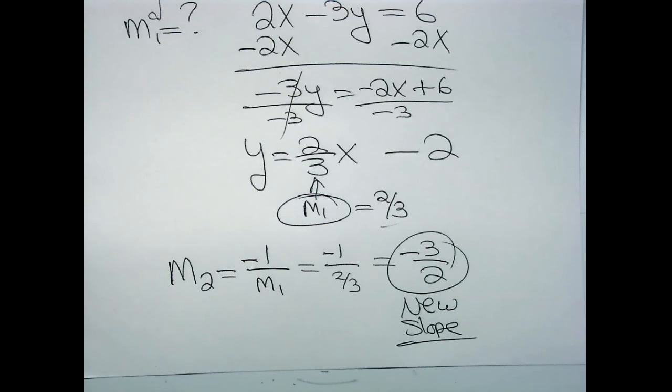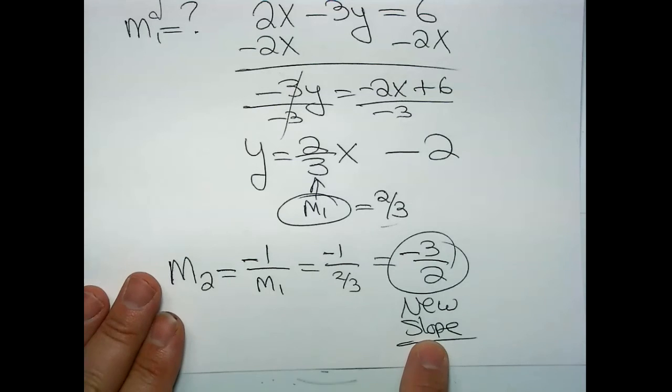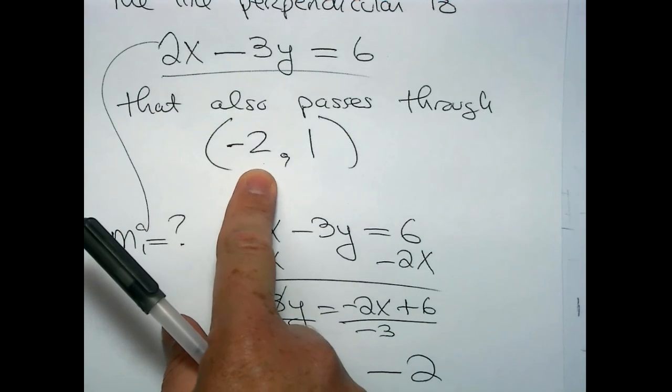Now think about this, guys. Not only did we get the slope of the old line, it was 2/3, we got the slope of the new perpendicular line. That's the one I'm really interested in. And read what we have here. We have a slope on the new line, and doesn't the new line possess this point?